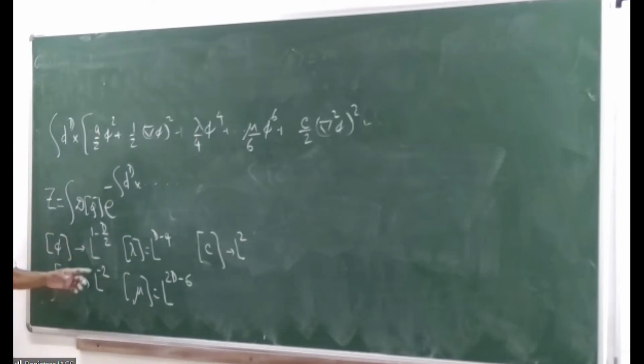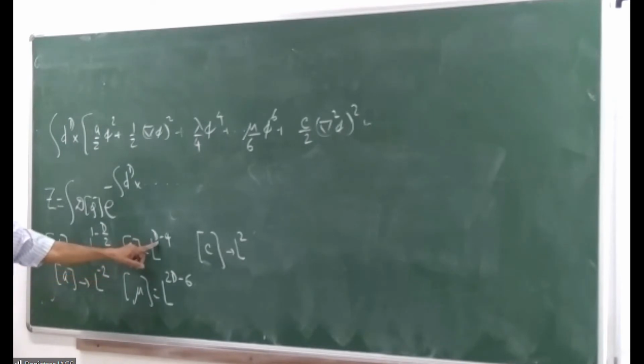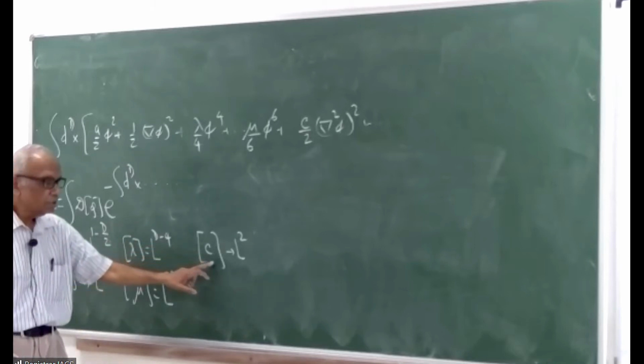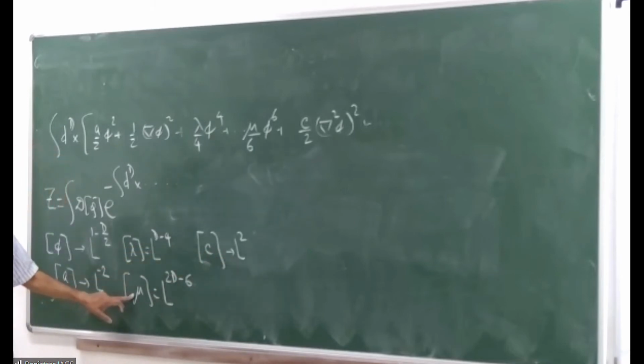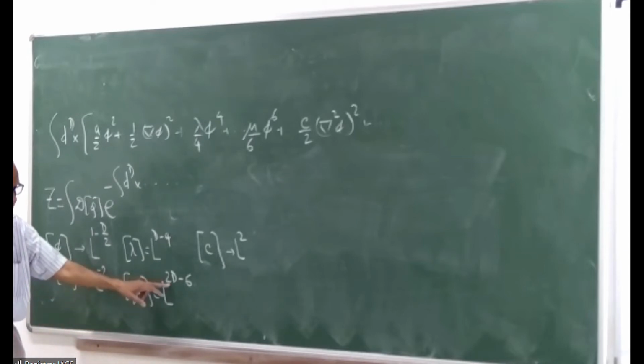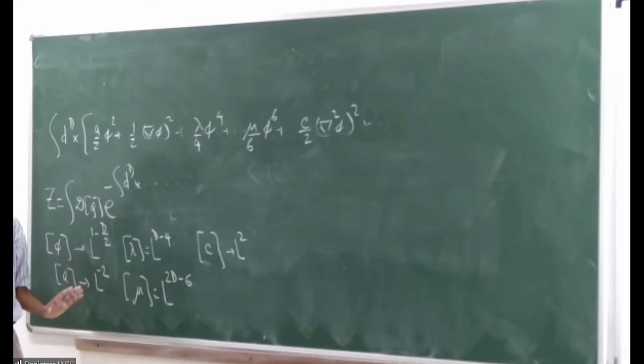Lambda is, so if D is less than 4, then lambda is going to be large. But if D is greater than 4, then it is different. C is always small. Mu is going to become big if D is less than 3. All right. So mu is big if D is less than 3, and so on.